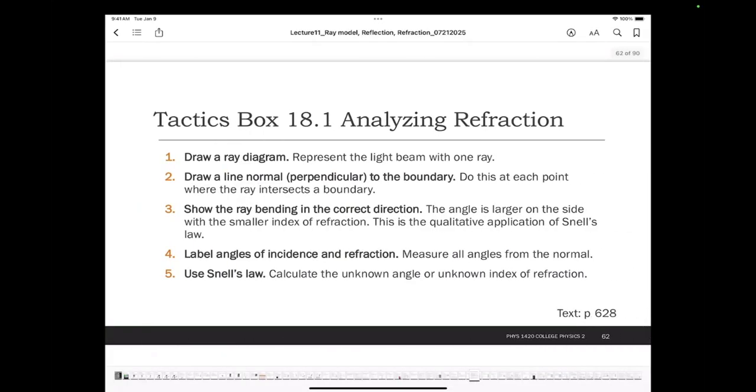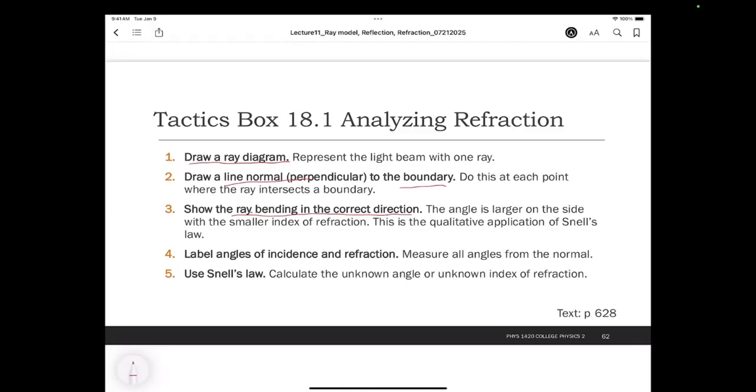And let's try to understand how to analyze refraction. Firstly, when you meet problems that ask you to analyze refraction, draw a ray diagram. Represent the light beam with one ray, and draw a line normal, perpendicular to the boundary. Do this at each point where the ray intersects a boundary, and show the ray bending in the correct direction. The angle is larger on the side with a smaller index of refraction.